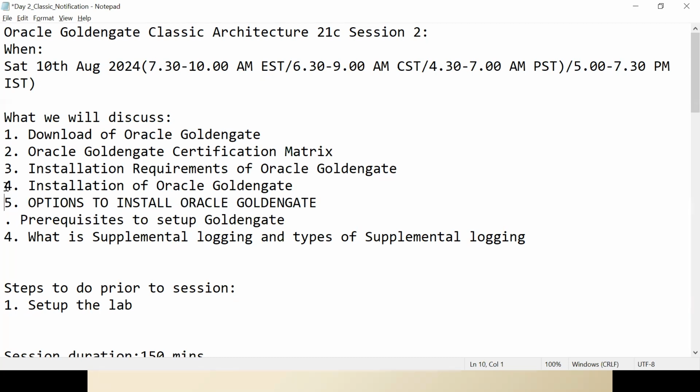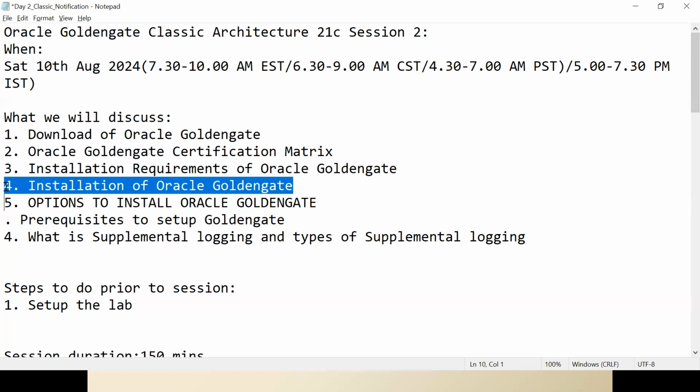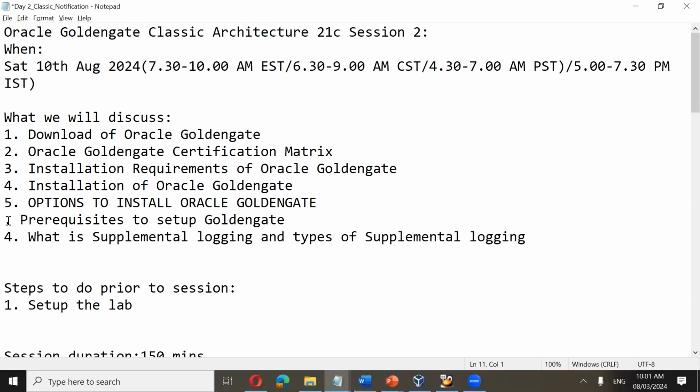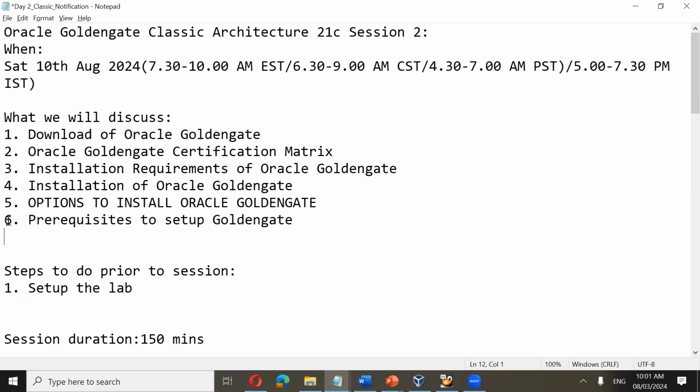Then we'll discuss installation: how to install GoldenGate, and what the difference is in GoldenGate installation between source and target. Sorry, what is the difference in GoldenGate installation between 19c and 21c? The different options to install GoldenGate. We'll also discuss GoldenGate Hub. And then, if time permits, we'll discuss prerequisites to set up Oracle as well.